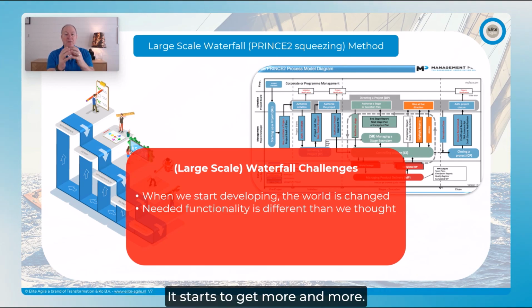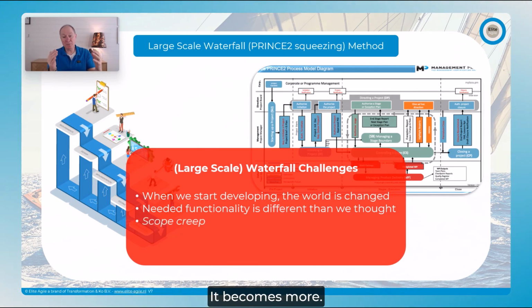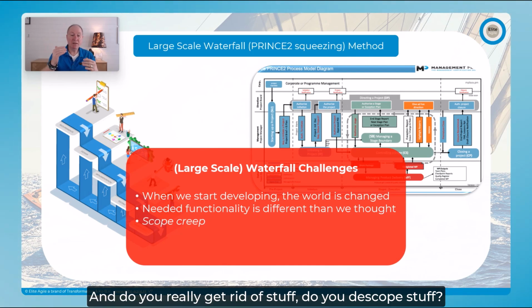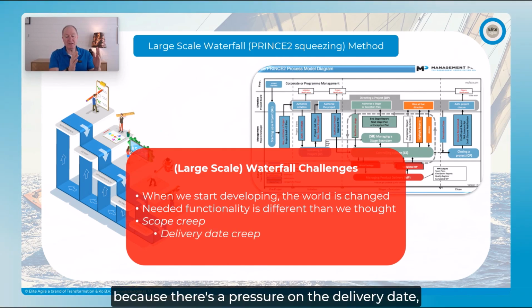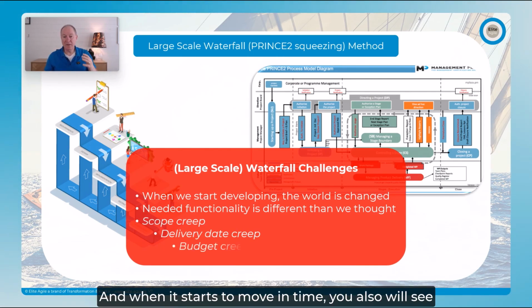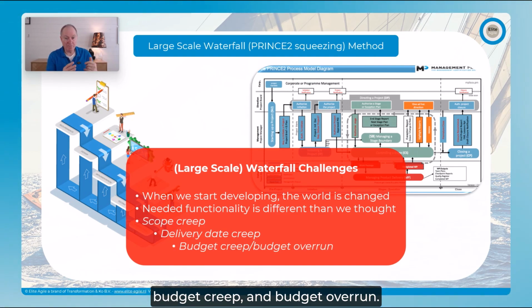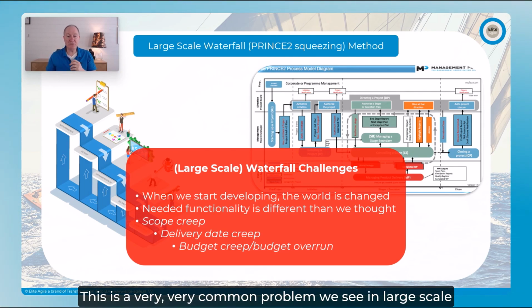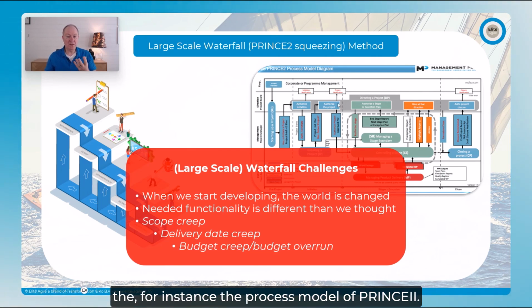So it starts to get more and more. And when there is more that we want to deliver, then we get scope creep. It becomes more. And do you really get rid of stuff? Do you descope stuff? That is really hard to do. So you get scope creep. When you get scope creep, you have a delivery date creep because there's a pressure on the delivery date. You need to do more. It starts to move in time. And when it starts to move in time, you also will see budget creep and budget overrun. This is a very, very common problem we see in large-scale waterfall environments. And we try to solve that problem with, for instance, the process model of Prince2.